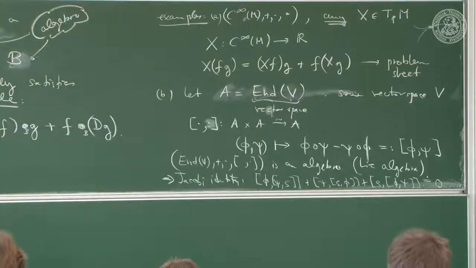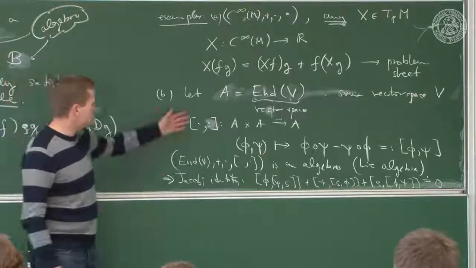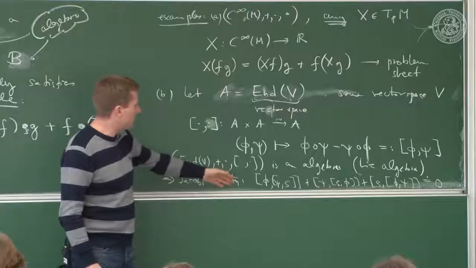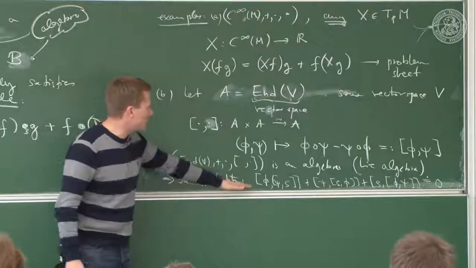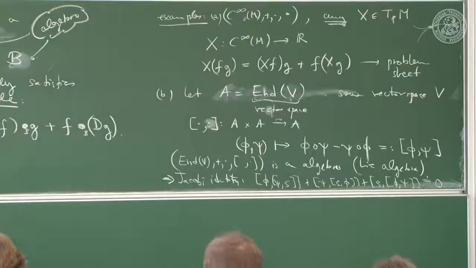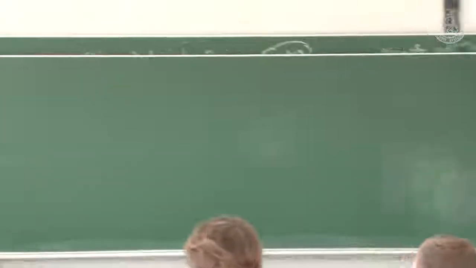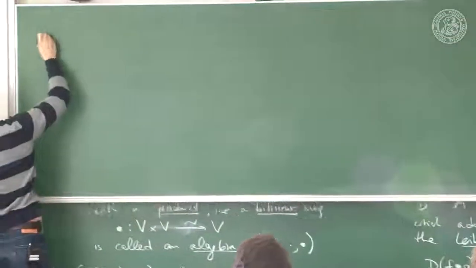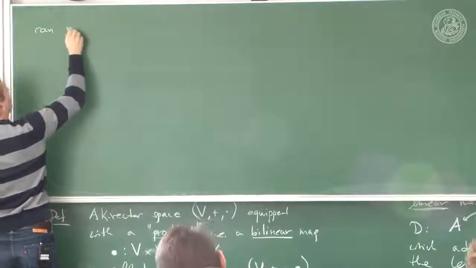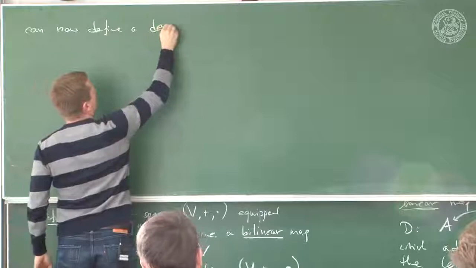And so we have this algebra, and this is called a Lie algebra. So it's a special instance of a Lie algebra. Any algebra that satisfies the Jacobi identity is a Lie algebra, but this is one particular way to produce it. But now where's the derivation? Okay, so we can now define a derivation.